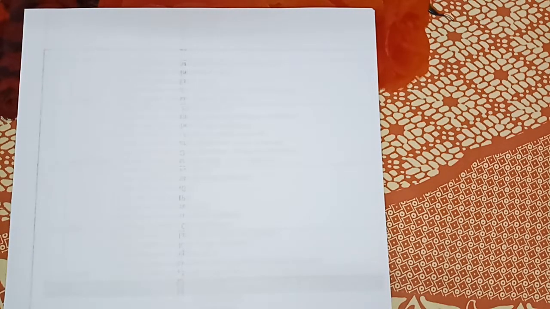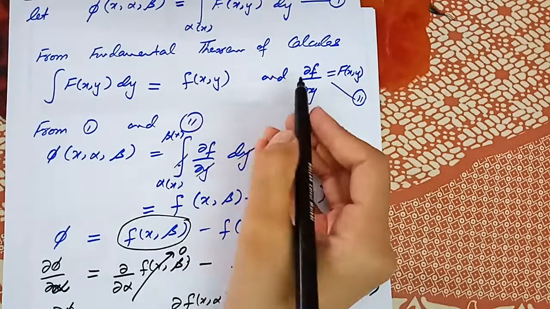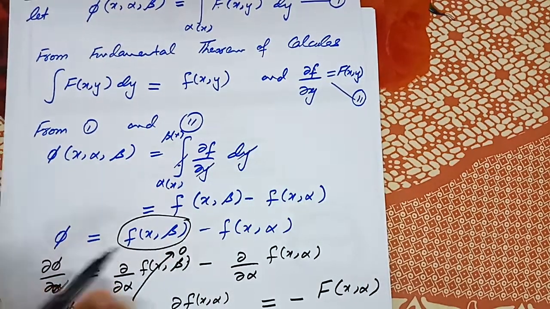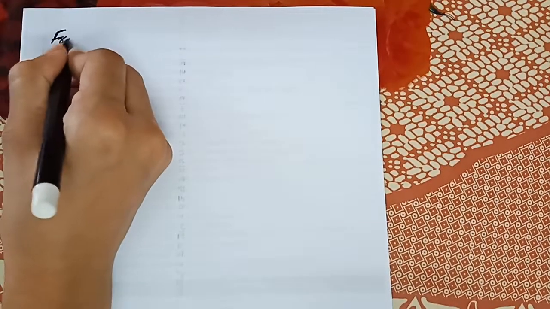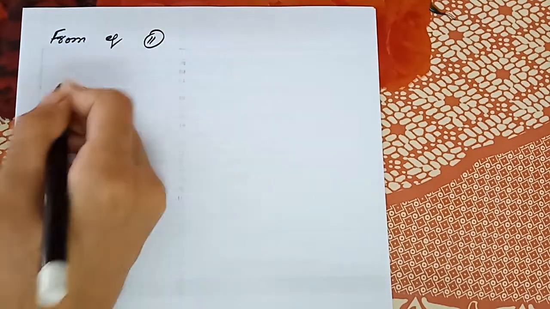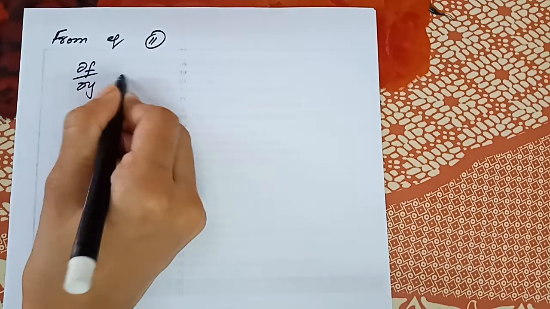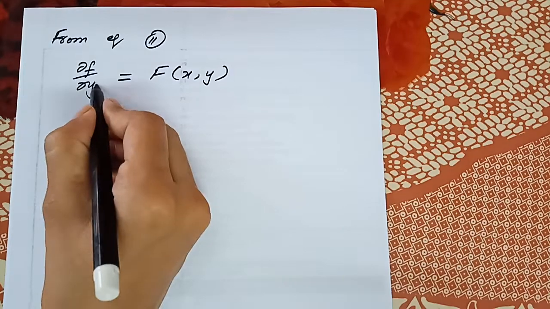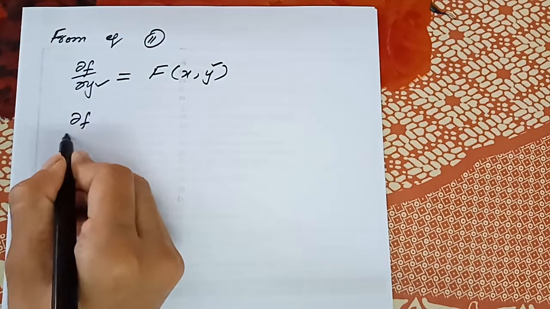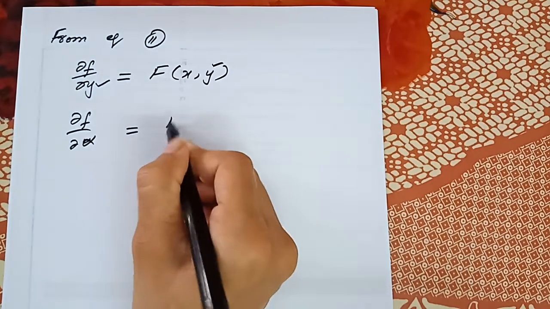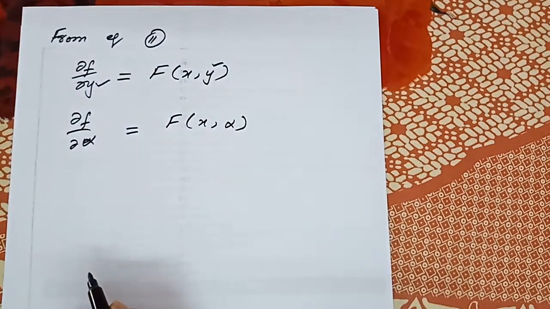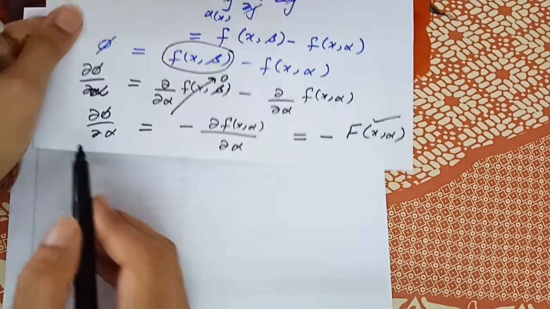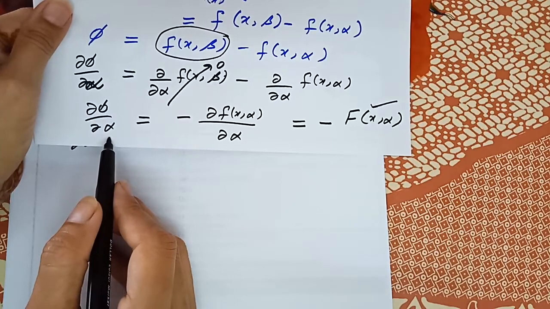Now we know that from our equation number 2, we wrote partial f over partial y as capital F of x, y. So let's use this. From equation 2, we had partial f over partial y was capital F of x, y. Now if we replace this y with alpha, we can write partial f over partial alpha is capital F of x, alpha.